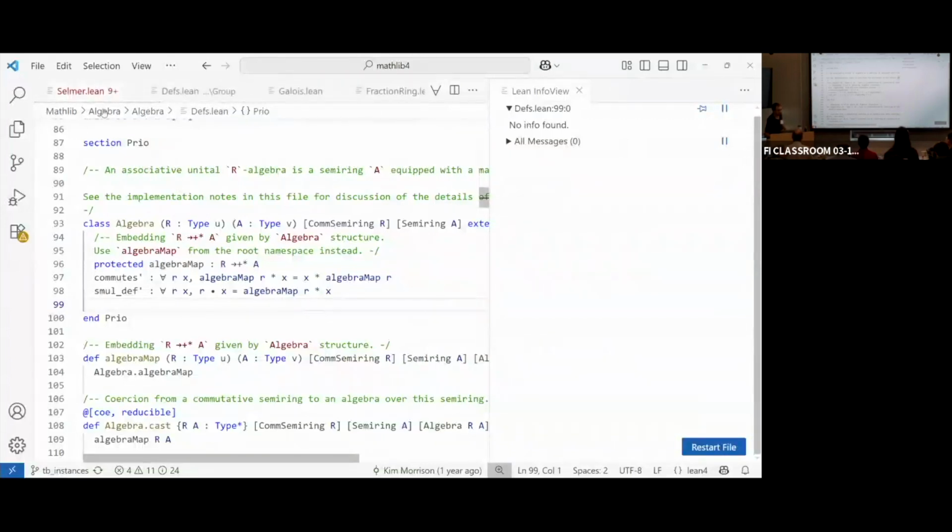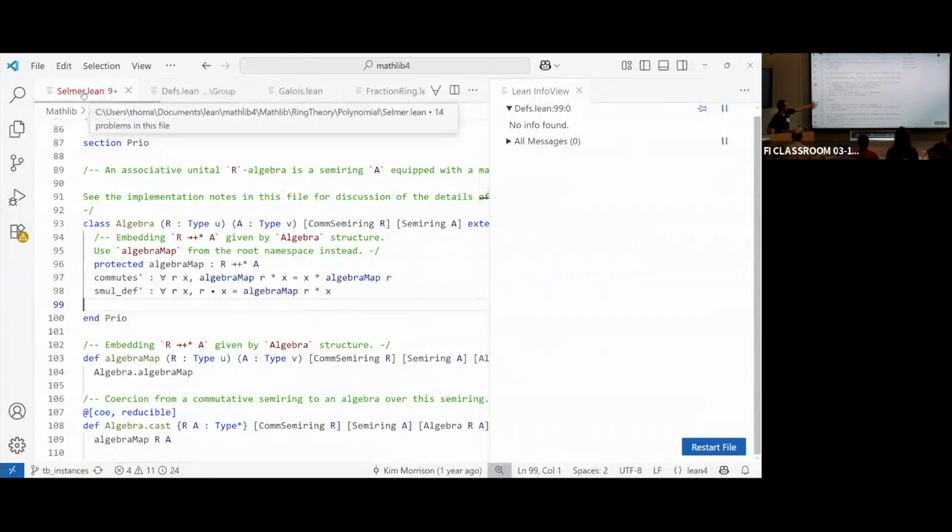What is data? So by data, I mean something that's not a predicate, right? So this is a predicate. It's either true or false. It's a Prop. It's like either the algebra map satisfies this or it doesn't. Whereas this algebra map, this has data. This is actually a function. It's a function that tells you how to turn R's into A's. So it's more than just a true false value. It has meat to it. It has content. So when you say algebra, you're not just saying some predicates on R and A. You're actually saying there's also this extra data.